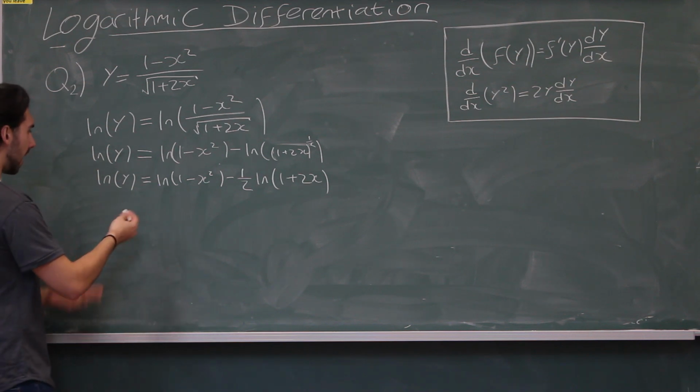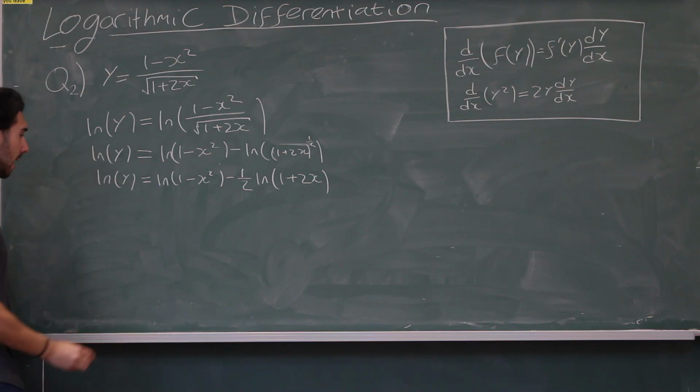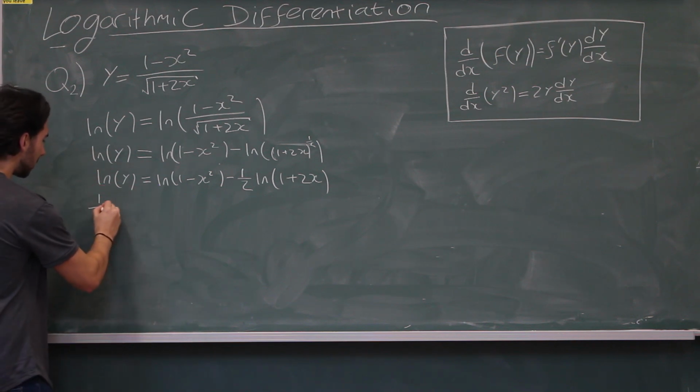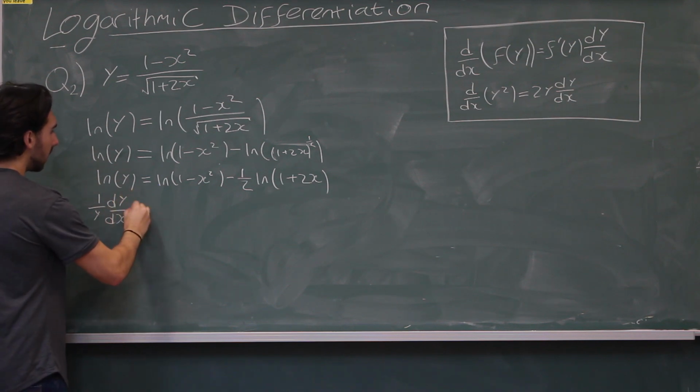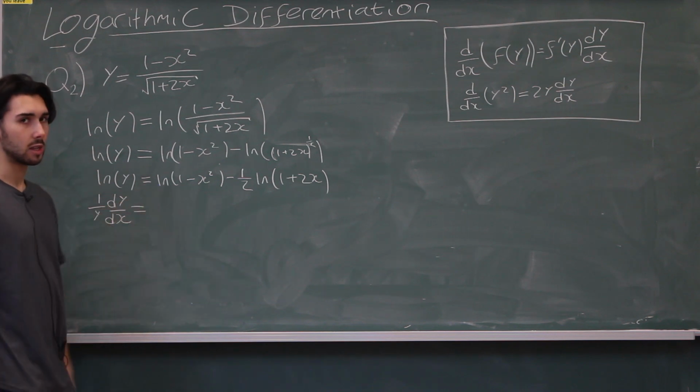So let's just go ahead and differentiate both sides with respect to x. Again, the natural log of y is going to be 1 over y dy dx, just like in the first question. And on the right-hand side, we need to differentiate these logarithms.